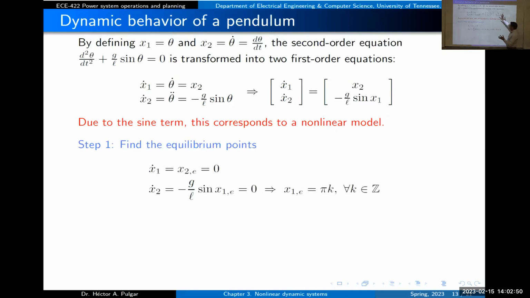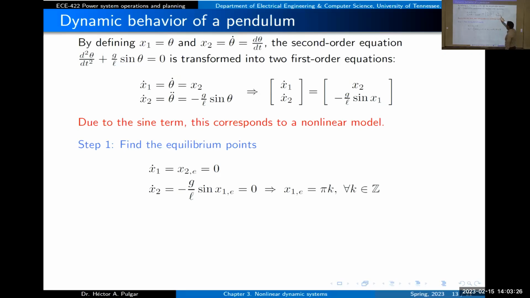Now that we have this representation, we apply what we discussed so far. The first thing is to find the equilibrium points of the system. So we set the derivative of each of the state variables to 0. The first one is easy. x1 dot equal to 0 means that x2 is equal to 0. So what is x2 in this pendulum? It's the speed. So at the equilibrium point, the speed needs to be 0. So that makes sense.